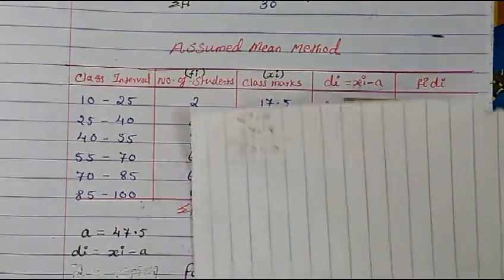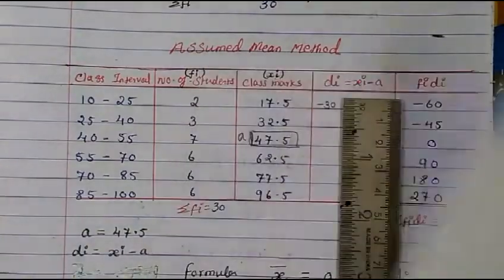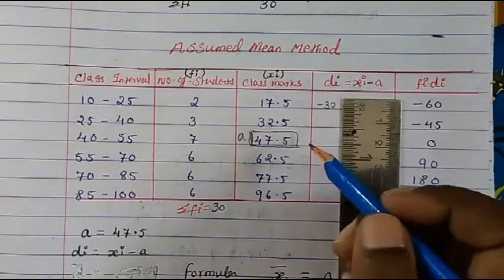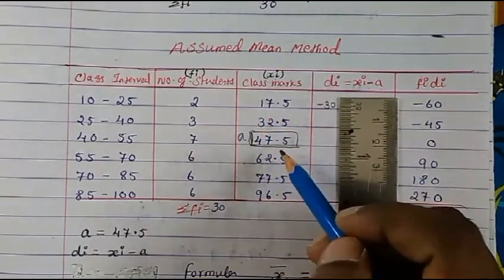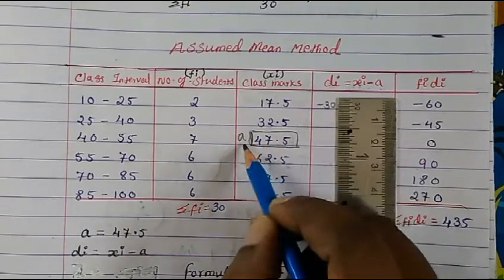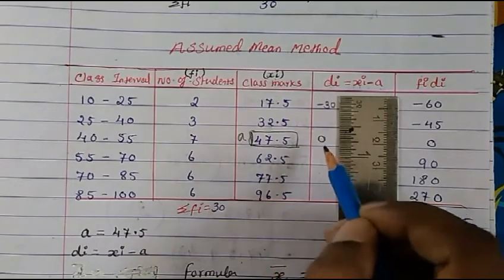You don't need to do all this calculation. Without all this calculation, you can easily write down this column. How? First of all, you find out what is A. Okay, so we found out already. Once you got what is A, exactly where you have found out A, there exactly you write down 0 directly.